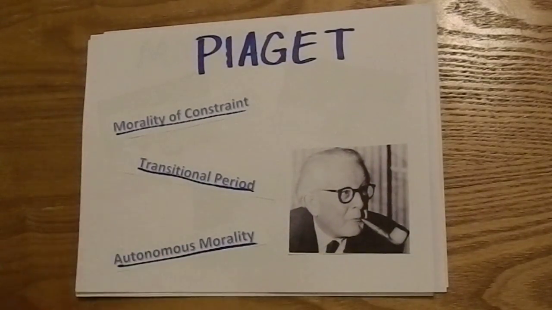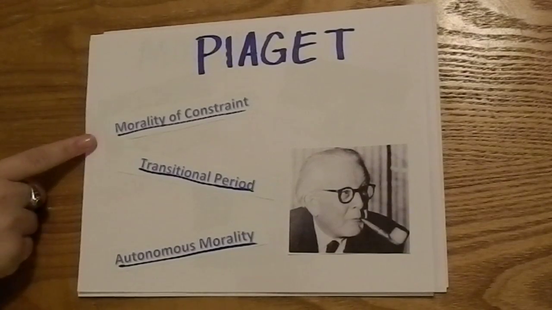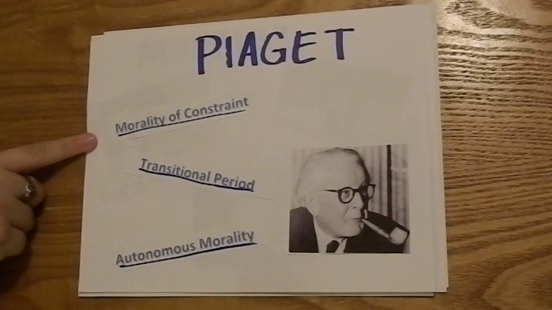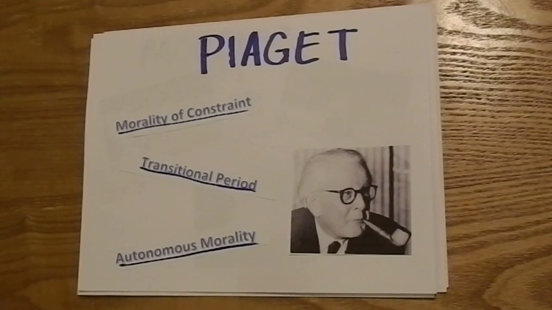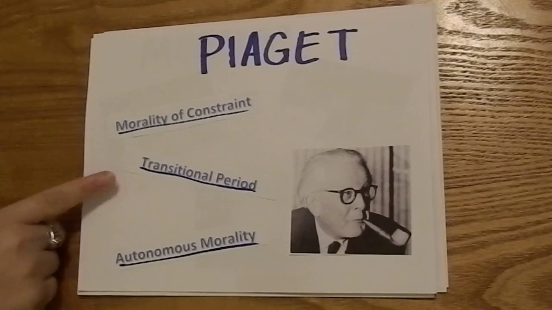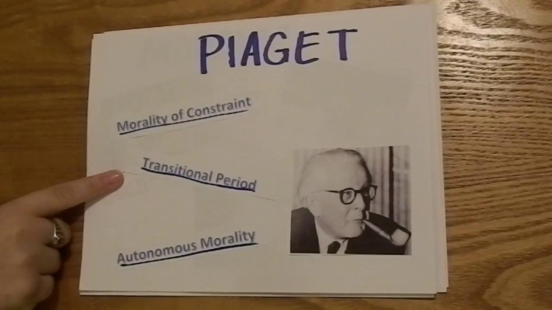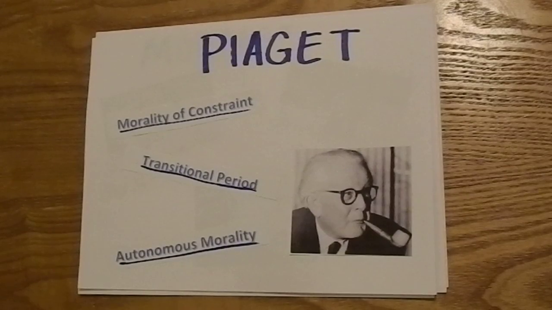Piaget's theory of moral judgment has 3 stages. In morality of constraint, which is shown in children younger than 7, children believe consequences rather than intentions are what determine whether an action is deemed good or bad. In the transitional period, which is 7 to 10 years of age, children learn that rules can be created and changed. They begin to be able to consider the perspectives of others.